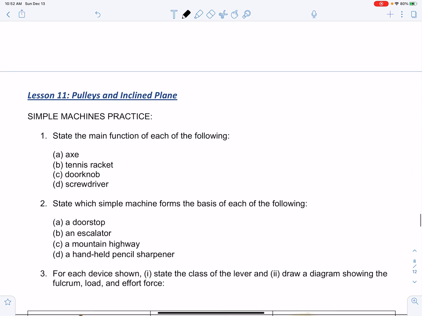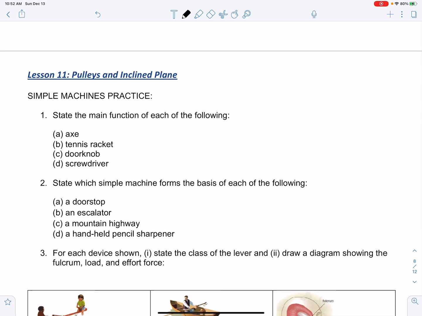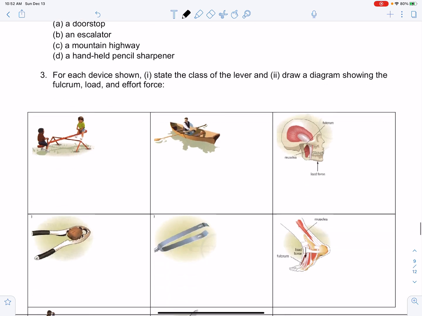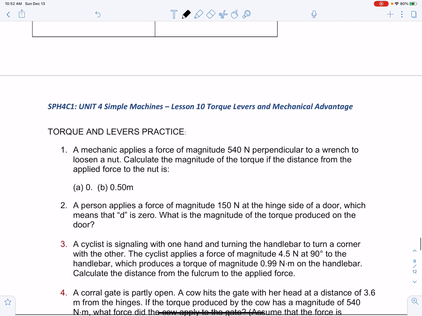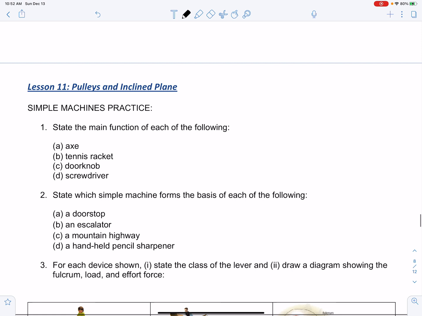All right, what you have left to do is some sample practice questions for what we've just studied above. And then when you're done this, I want you to do the corresponding LMS quiz. Good luck.